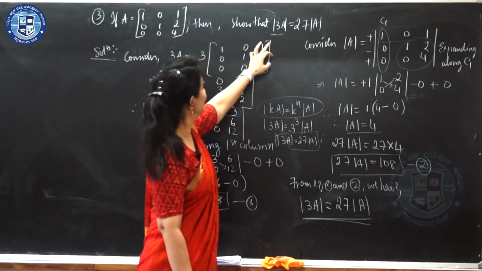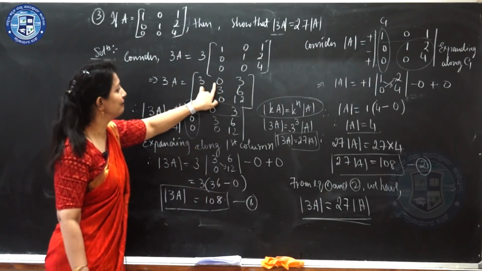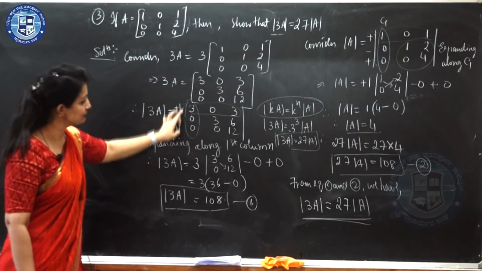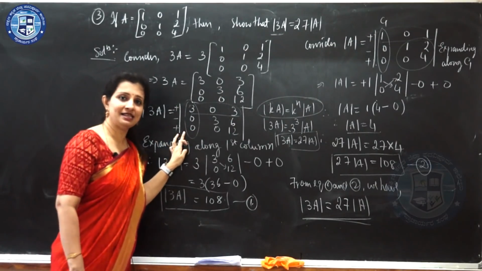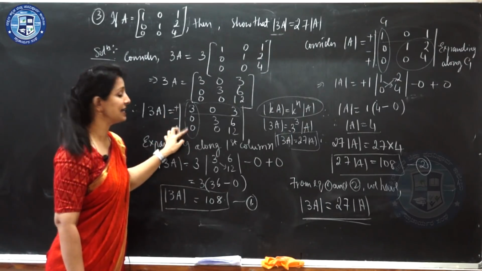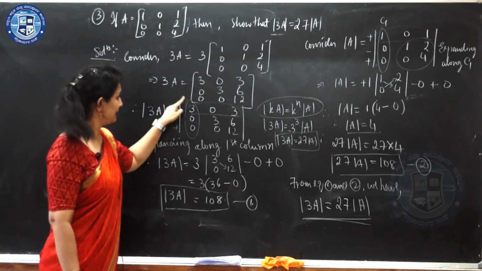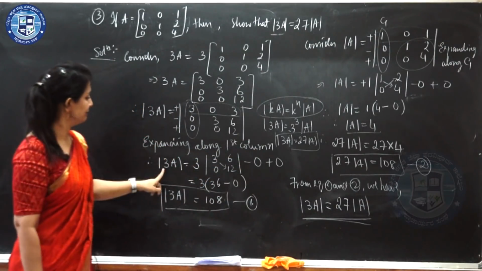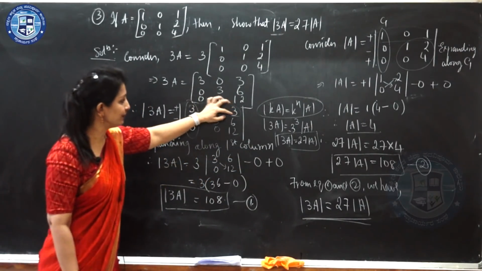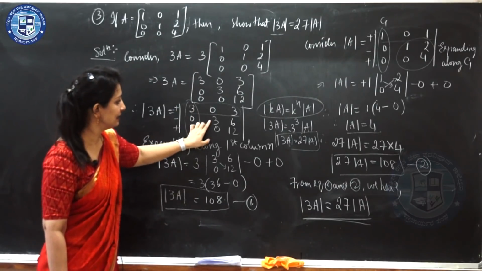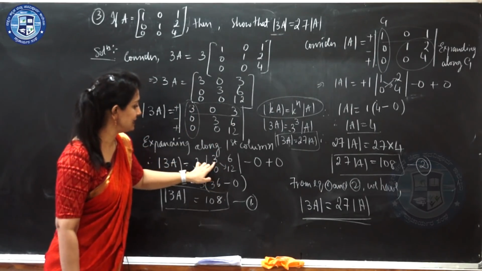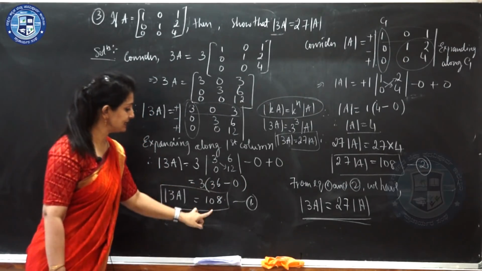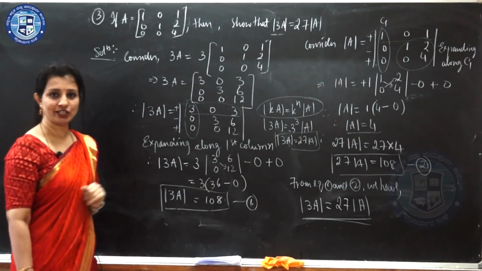Okay. So 3 into matrix A we found. Then find the determinant of this. Expanding along the first column is very simple as it has 2 zeros in the first column. So expanding along the first column, we have 3 into, delete the row and column where 3 lies, 6, 0, 12, that is 3 into 12, 36, minus 0. So 3 into 36 is 108, that is the LHS.